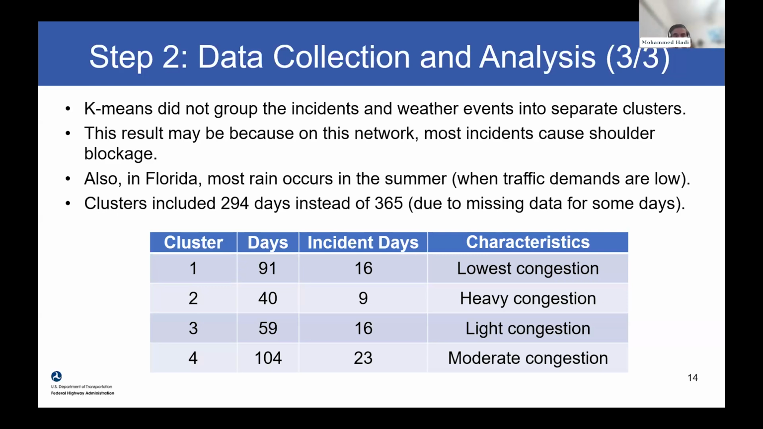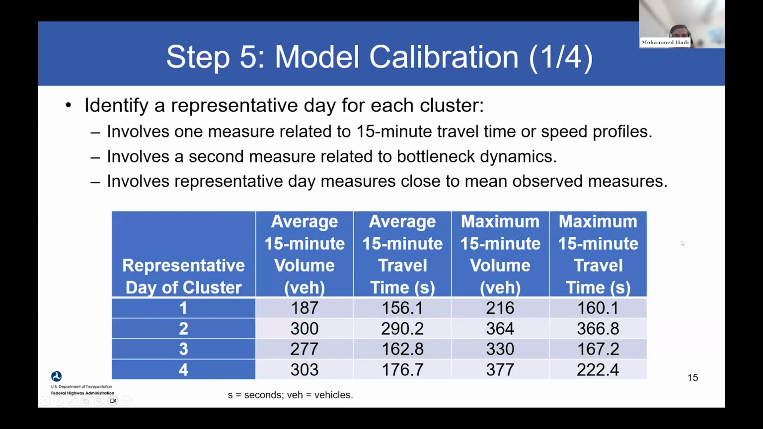Again, because of issues with the data, we have only 294 days of the 365 that we isolated, and you can see the numbers. So of the two congested clusters, the one with 3 hours of congestion is cluster number 2 with 40 days. And the cluster with a shorter period around 5 p.m., around 45 minutes to 1 hour, is cluster 4 with 104 days. Next slide.